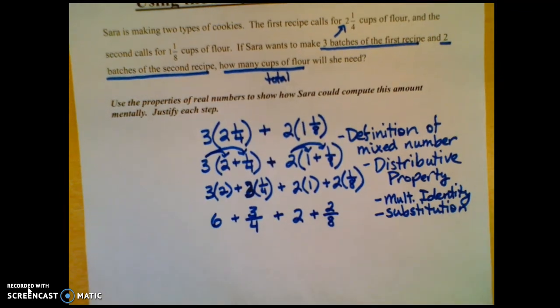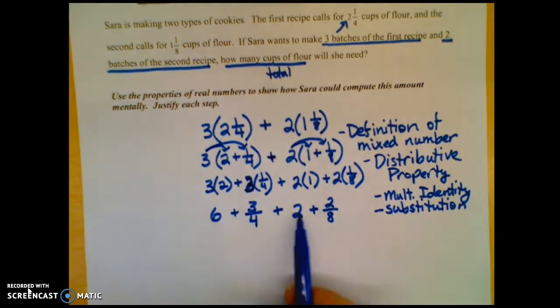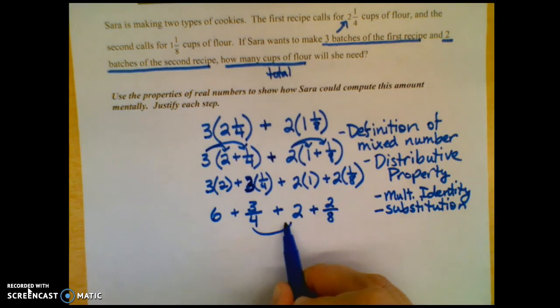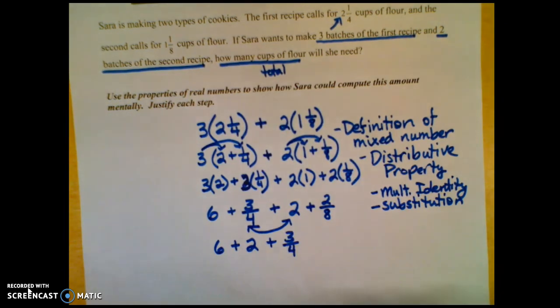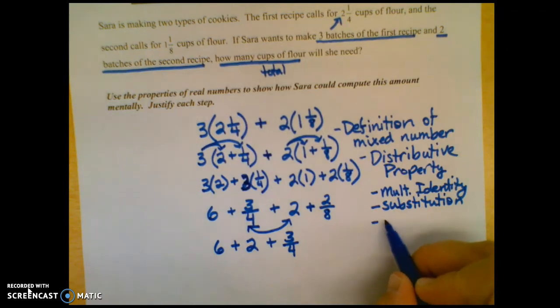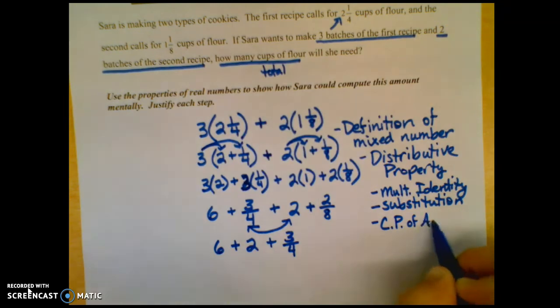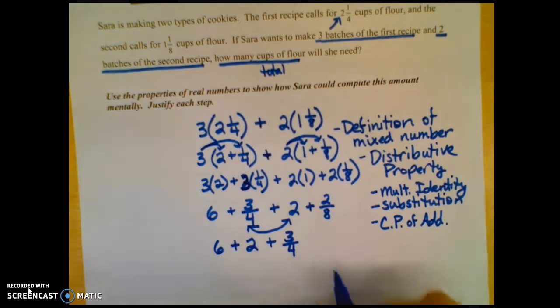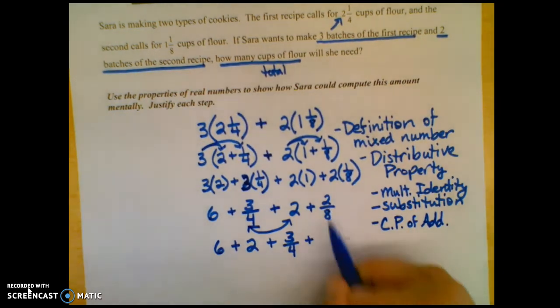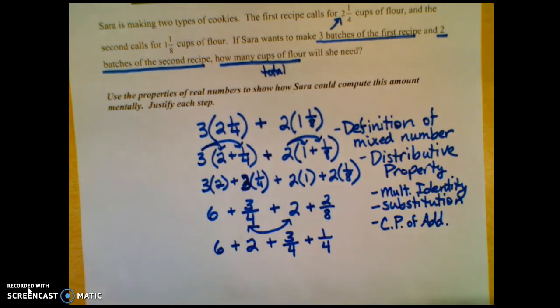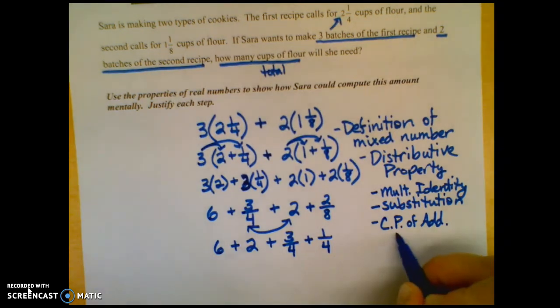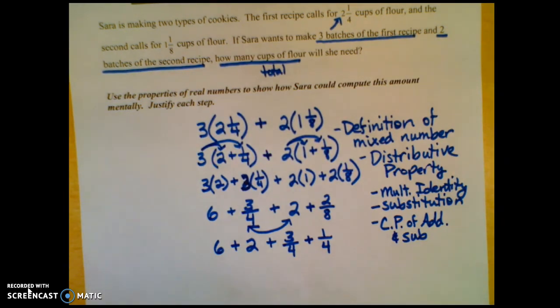Okay, now I'm going to actually put my like terms together because the whole numbers can be put together, but really they have to be next to each other in order to do that. So I'm going to switch these two. So it says 6 plus 2 plus 3/4, and that used the commutative property of addition. I'm also going to use substitution because 2/8 is the same as 1/4. So you can simplify 2/8 into 1/4 cup. Instead of measuring out 2/8 cups, you can measure out 1/4 cup. So I also use substitution here in this step. And this should be an and.